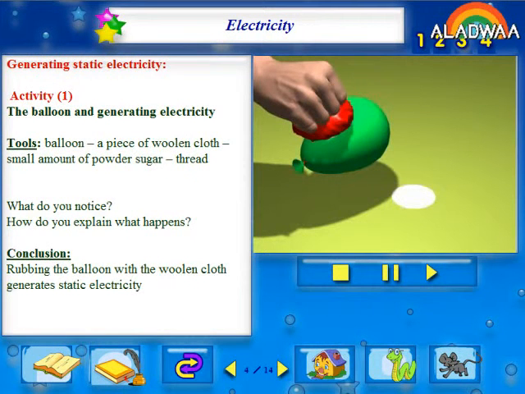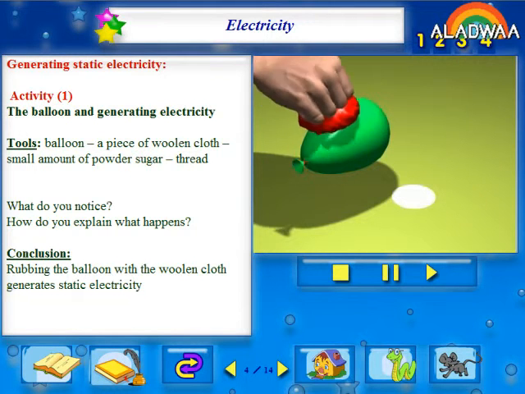Generate static electricity when you do the following activities. Activity 1. The balloon and generating electricity. Tools. Balloon, a piece of woolen cloth, small amount of powdered sugar, thread.